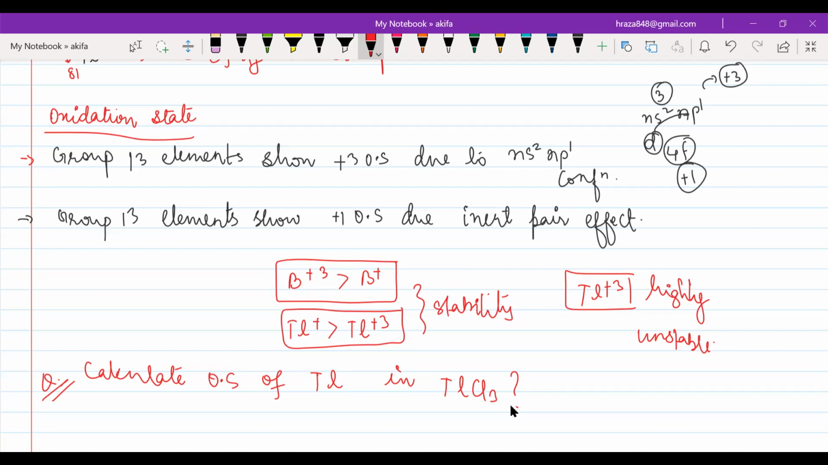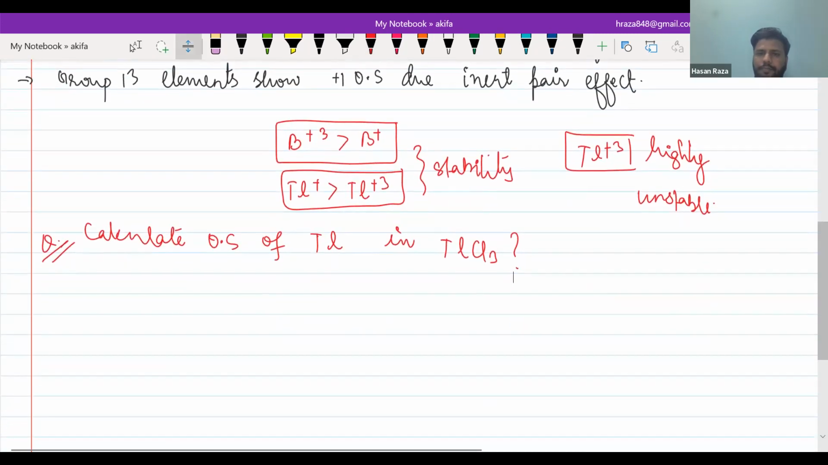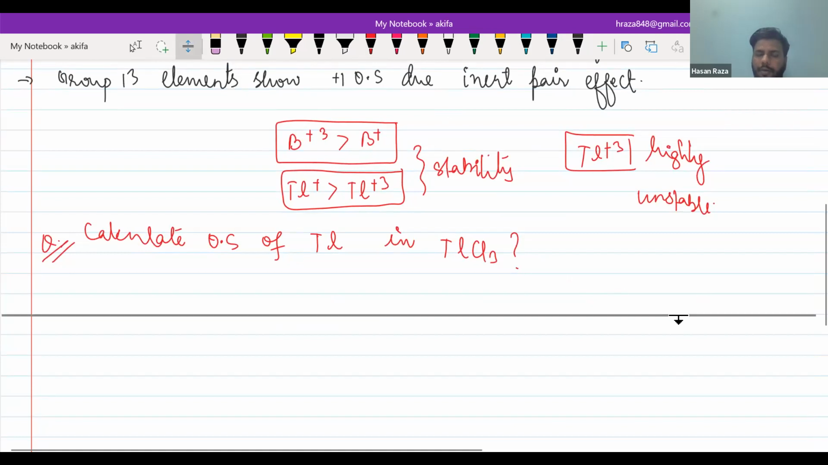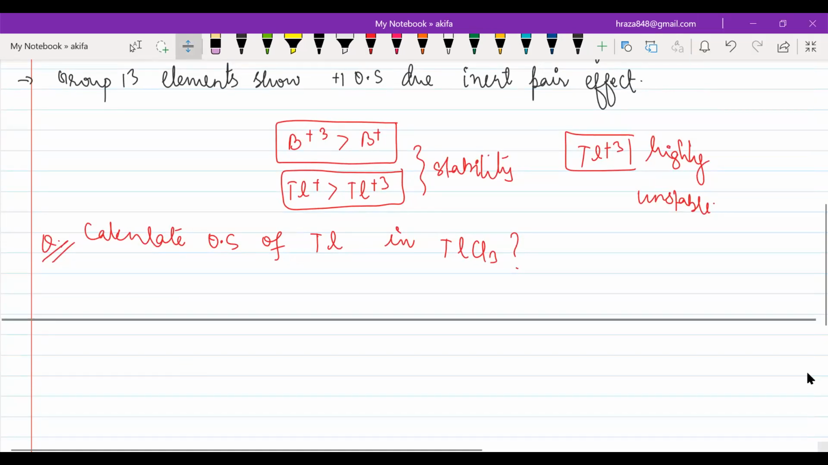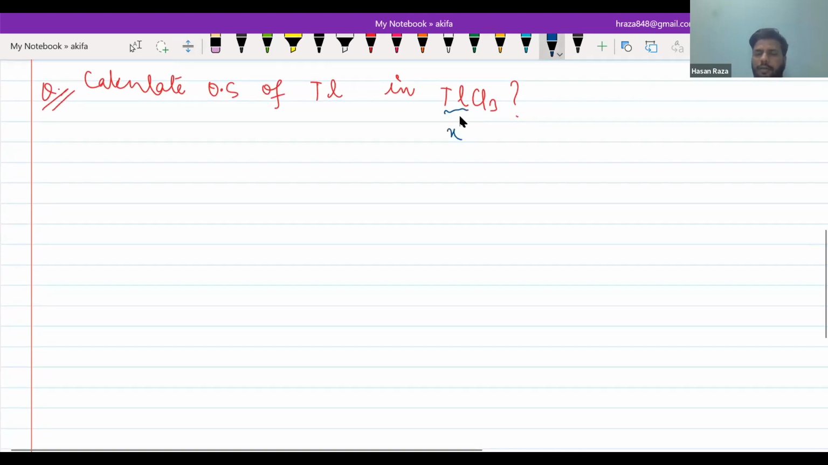Can you explain? If you are going to calculate the oxidation state, have you written it all above this question? Yes. Okay. Now, to calculate the oxidation state of thallium, just take it as X plus. How many chlorines are here? 3, and the oxidation state of one chlorine is -1 generally, so X is equal to +3. So the oxidation state of thallium will be +3.